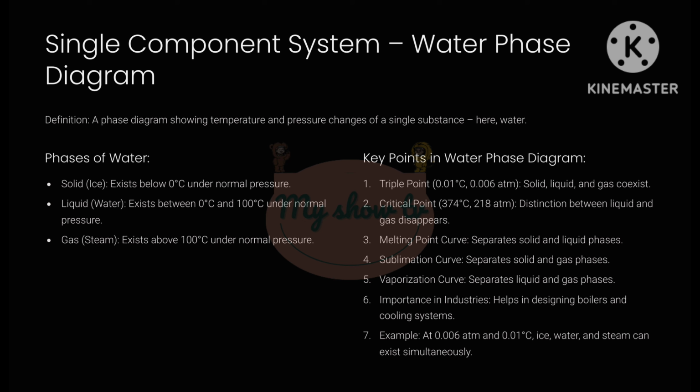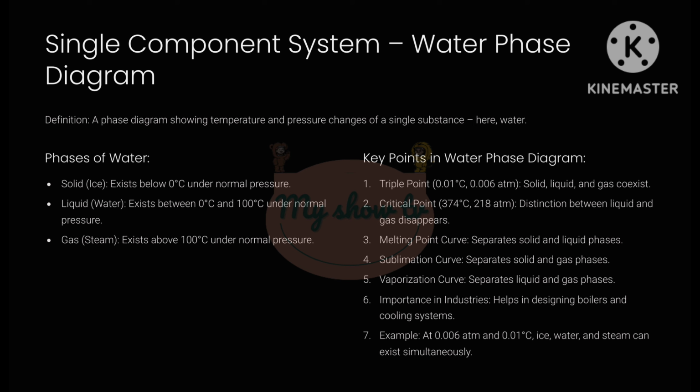Now, let's focus on a single component system using water as an example. A single component phase diagram only considers one substance, so it is simpler than a binary system. Phases of water. Solid, ice, exists at temperatures below 0 degrees Celsius under standard pressure, 1 atmosphere. Liquid, water, exists between 0 degrees Celsius and 100 degrees Celsius under standard pressure. Gas, steam, exists above 100 degrees Celsius under standard pressure.